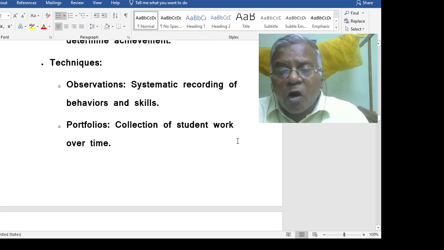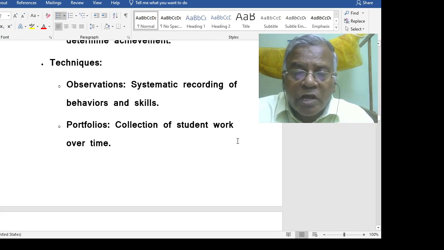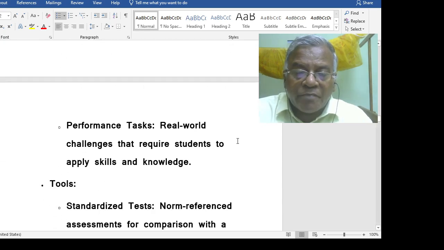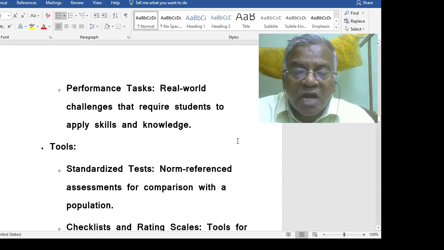What are the techniques? Observation, systematic recording of behaviors and skills. Portfolios, collection of student work over time. Performance tasks, real-world challenges that require students to apply skills and knowledge.